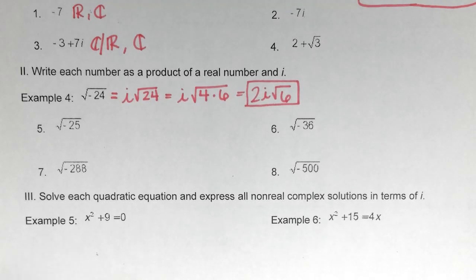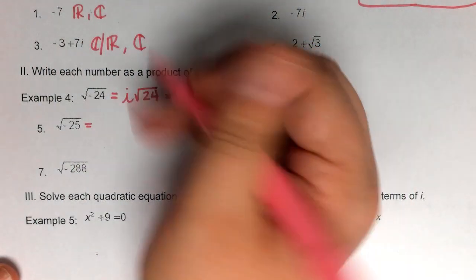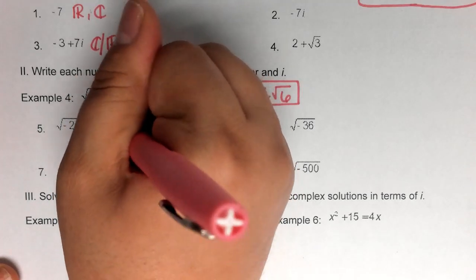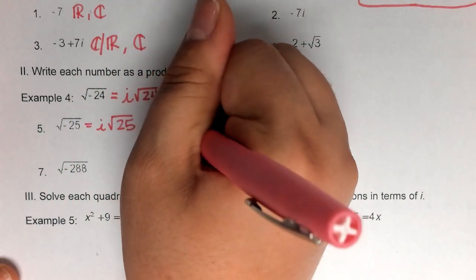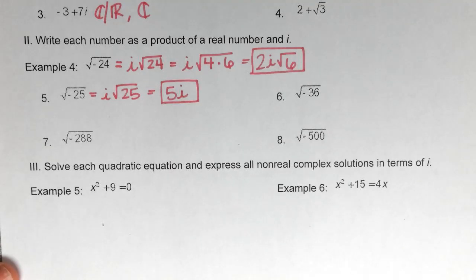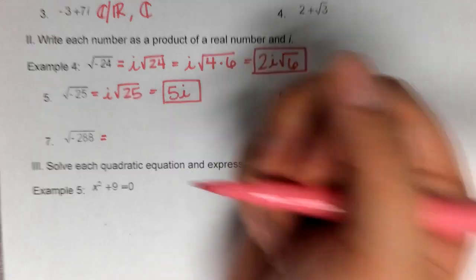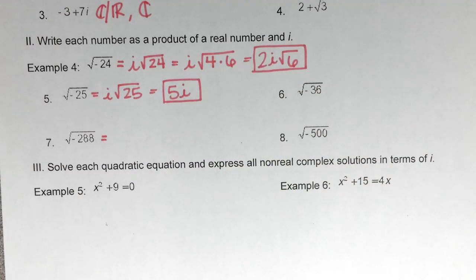What about number 5? The square root of -25. 5 what? 5i. Do y'all agree this is i square root of 25? So 5i. What about the square root of -288? So 14, it does divide by 14, but if I were to divide 288 divided by 4, oh, it does not divide by 14.